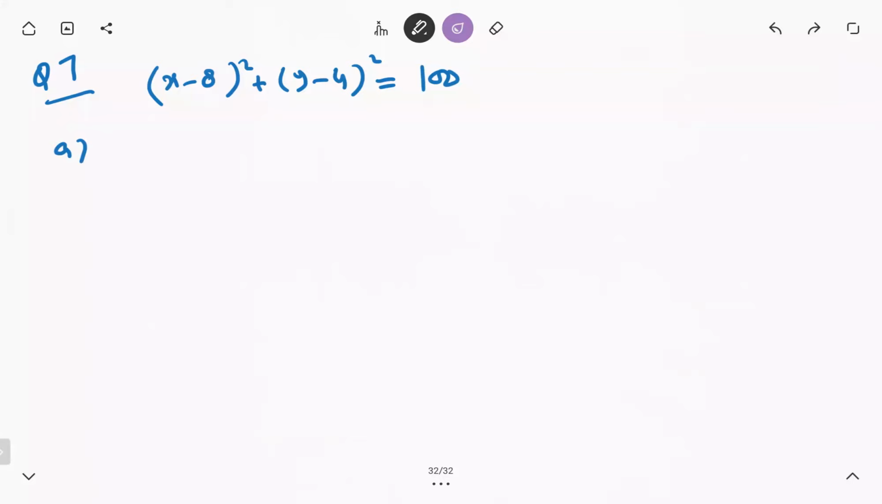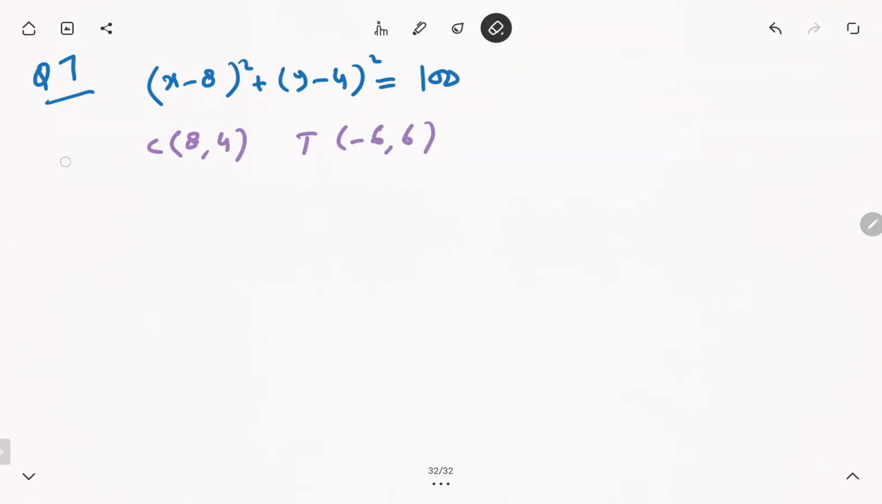Okay, so now the B part. Actually, you people have B, C, D, so let's see B. Part B is: show that the angle between one of the tangents and CT is exactly 45 degrees. Okay, we have to prove that this angle is exactly 45 degrees. So let's see how to prove it. We already know the coordinates of the center C, they are 8, 4, that T is (-6, 6), and we further know that it is outside the circle.